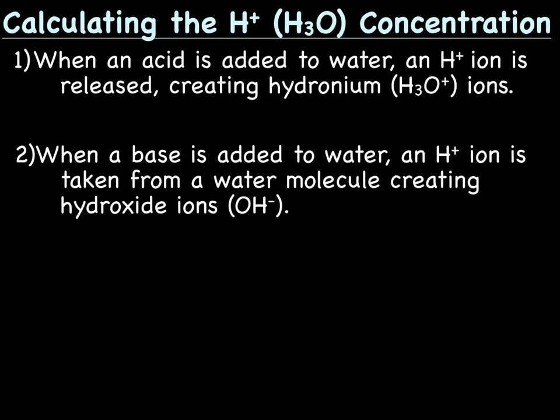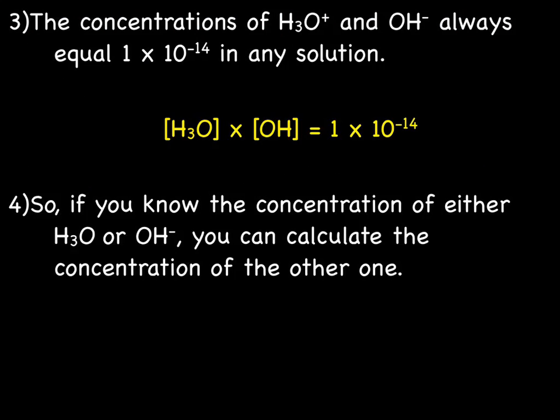Okay, calculating the H plus or H3O concentration. When an acid is added to water, an H plus ion is released, creating a hydronium or H3O ion. When a base is added to water, an H plus ion is taken from water, creating hydroxide or OH minus. The concentrations of H3O and OH in any solution multiply to 1 times 10 to the negative 14th, always.